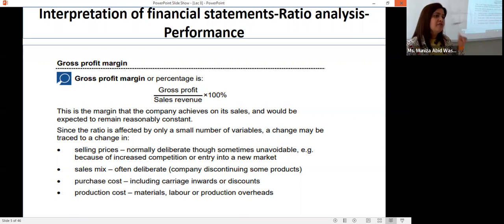By increasing the price of one substitute, the demand of the other substitute is going to increase. This is the cross elasticity of demand. So sales mix, this is also an often deliberate strategy, company discontinuing some products.